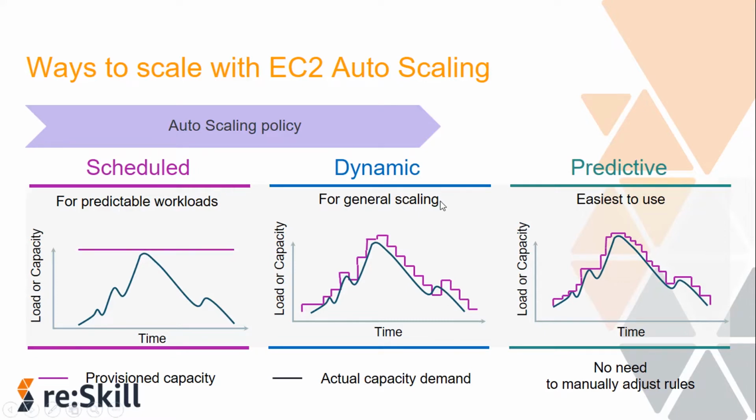Dynamic scaling you can use for general scaling requirements, when you want to do the scaling based on a CloudWatch metric or something, like let's say based on the CPU utilization I want to scale. I can say when the CPU utilization is more, maybe beyond 60%, launch some EC2 instances. When it is below 30%, terminate some EC2 instances. So if I want to do something like this, I can do it with dynamic scaling.